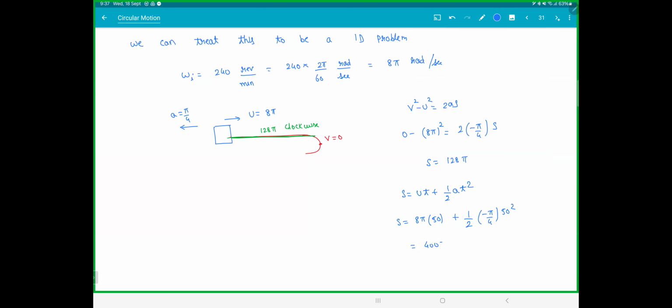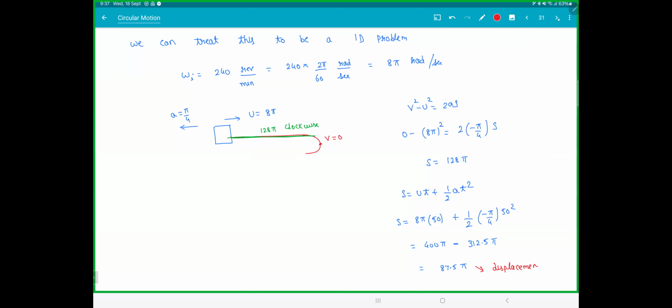This would be 400 pi minus 2500 by 8, 1250 by 4, 312.5 pi, or 87.5 pi. That means after this, look at this thing, be careful. This is your displacement. And what is displacement? Distance between initial and final position.